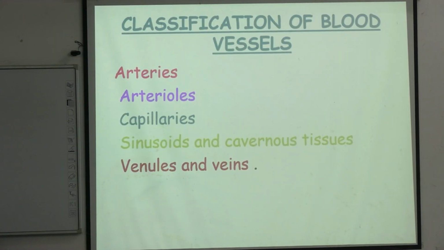Now, classification of blood vessels. The classification: arteries, arterioles, capillaries, sinusoids, cavernous tissue, venules and veins. This is the basic design of the classification of blood vessels. I am repeating: arteries, arterioles, capillaries, sinusoids and cavernous tissue, venules and veins.